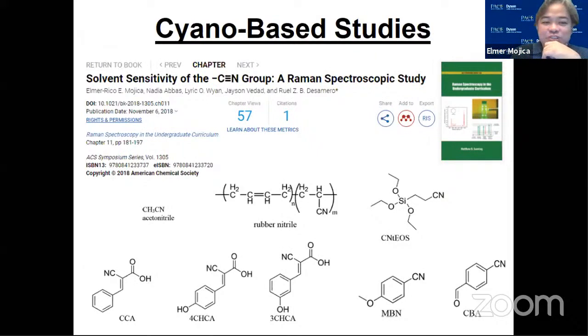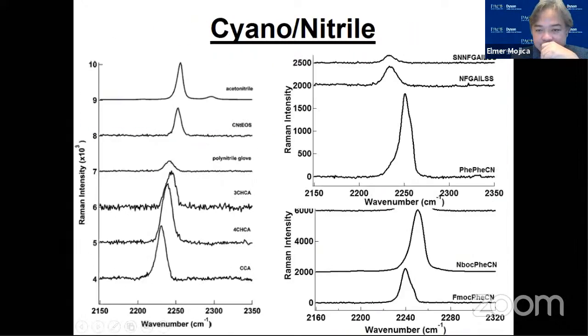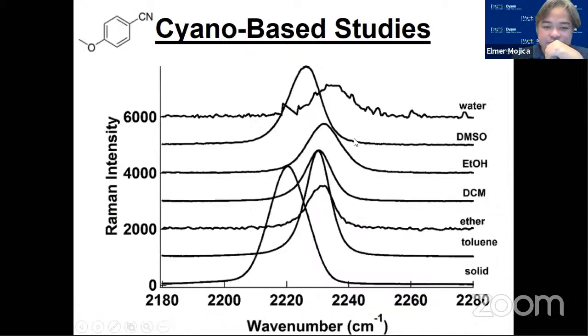So the first thing that we have here is we look at the different cyano materials that we have, including the latex glove and the nitrile gloves. And this is what we observe: as the size of the materials increases, there's a corresponding shift that we observe. We were supposed to include this one, but he asked me to remove it. So this is the different cyano with the different side chain, and I also included here some peptide. So the way that we look at this is the bigger the side chain, the lower the intensity of the cyano group.